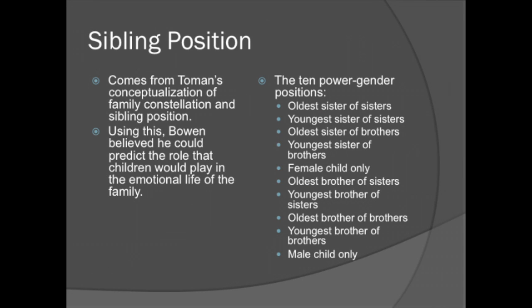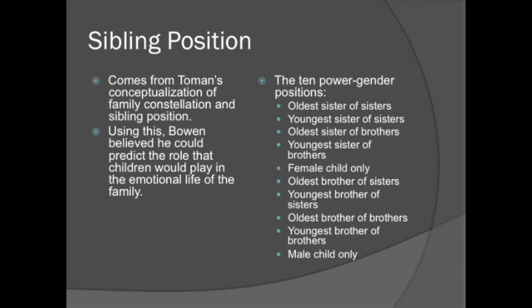Bowen adopted Toman's conceptualization of family constellation and sibling position. Toman believed that position determines power relationships, and gender experiences determine one's ability to get along with the other sex. There are 10 power gender positions: oldest sister of sisters, youngest sister of sisters, oldest sister of brothers, youngest sister of brothers, female child only, and the same 5 configurations for males in relation to sisters and brothers. Toman's hypothesized best marriage was the oldest brother of sisters marrying the youngest sister of brothers.